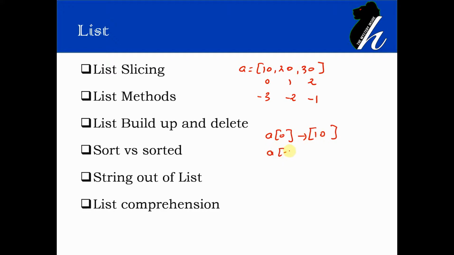If I am doing a of -3, then also it is going to give me the same answer. So Python supports negative indexing. This is a new concept introduced in Python. Programming languages like C or other programming languages only support positive indexing. Over here Python supports negative indexing as well. Basically negative indexing is useful to extract the last element of the list.